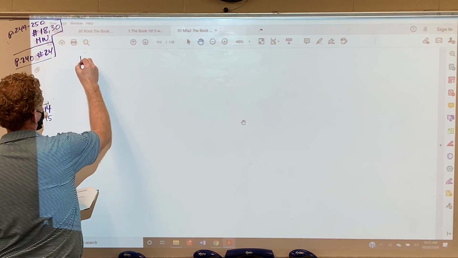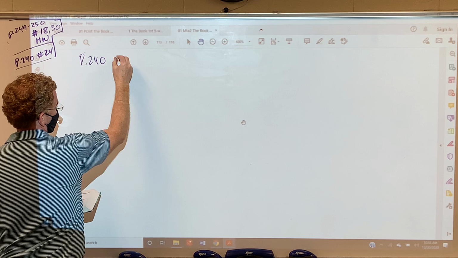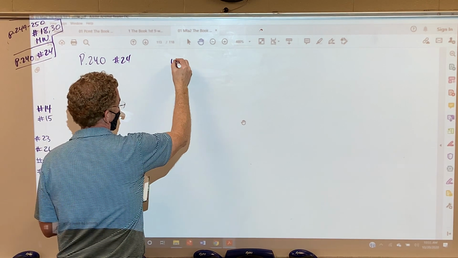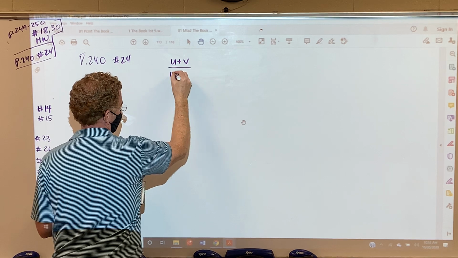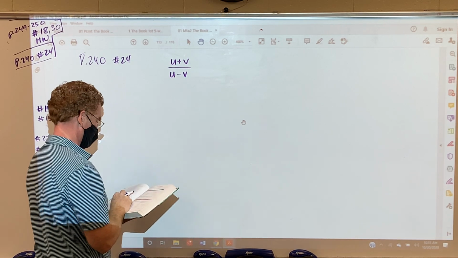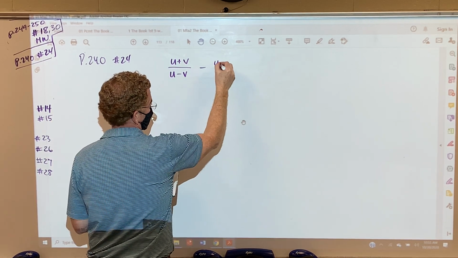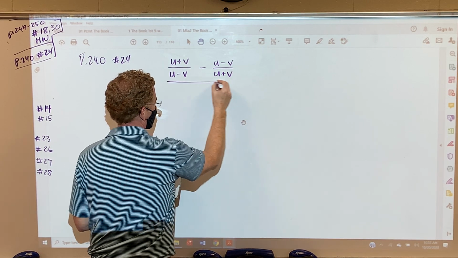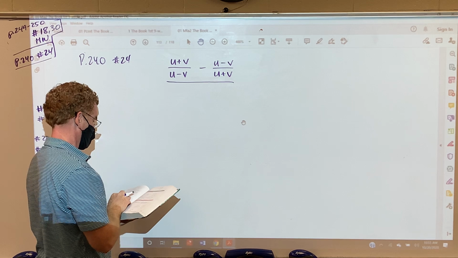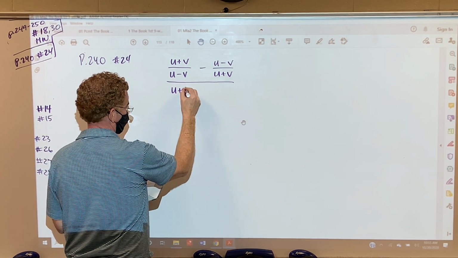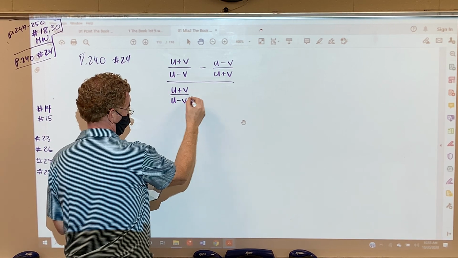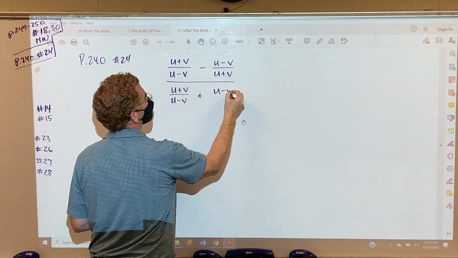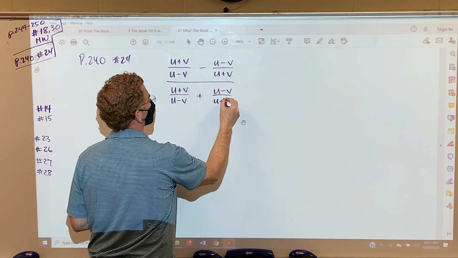So page 240, number 24 says (u plus v over u minus v) minus (u minus v over u plus v), all over (u plus v over u minus v) plus (u minus v over u plus v).